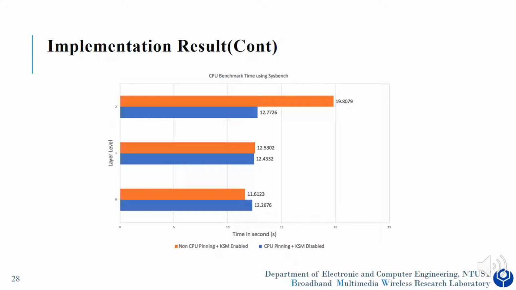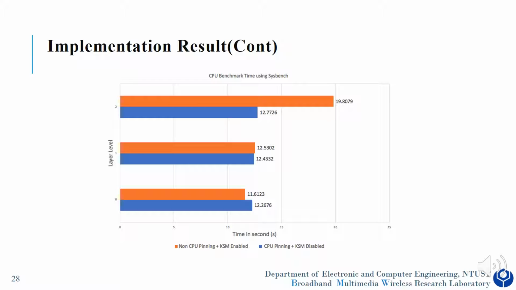It took 11.6 seconds to do the calculation for 10,000 primes. Using our CPU binding and disabling KSM, it took 12 seconds. There's probably 0.6 seconds of difference. But as we move on to layer 1, the performance with our optimization looks better than without it. There's a slight difference, where our optimization gives a better performance.